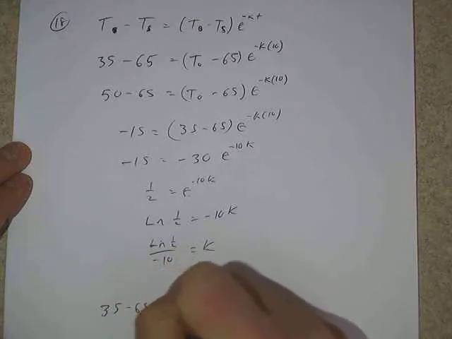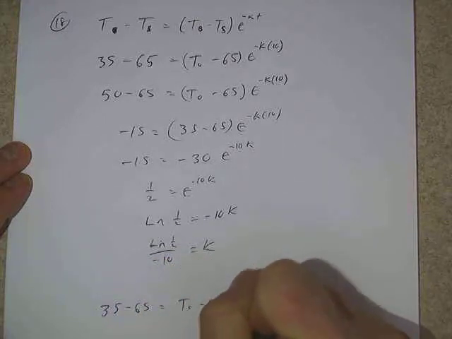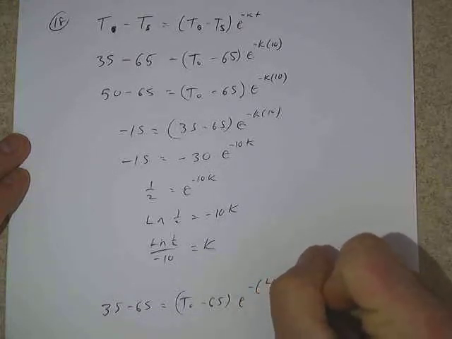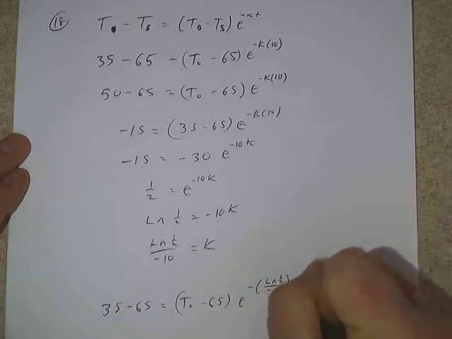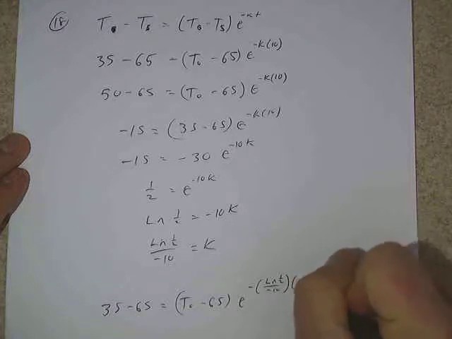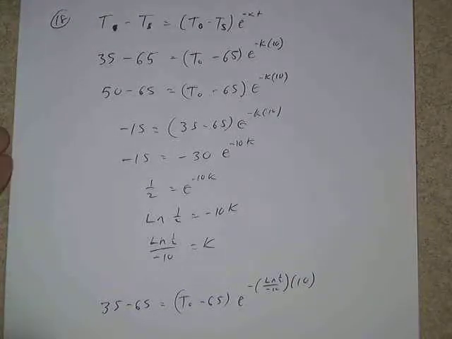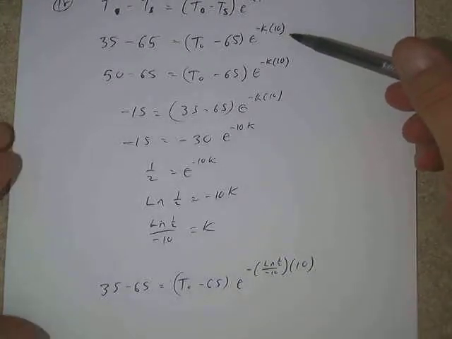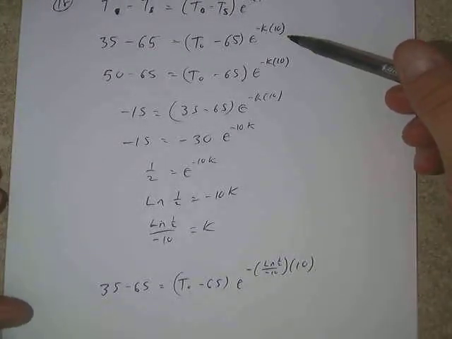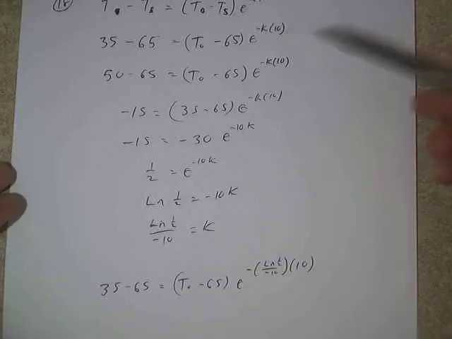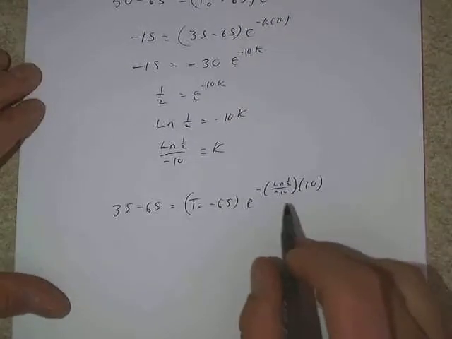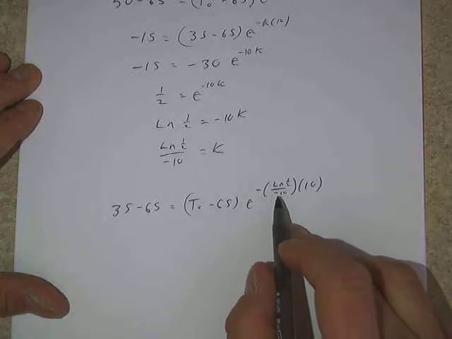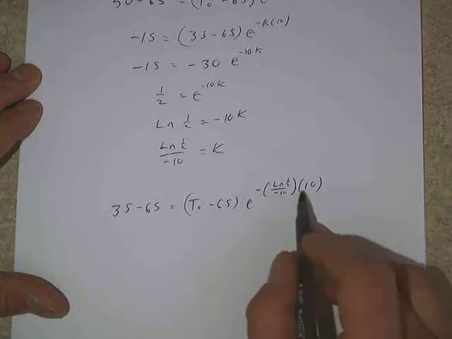Alright, so now what that allows me to do is go back up to the original here, which is this one, and plug in my K here. So let's see what we get. We got 35 equals T sub 0 minus 65, e to the negative, and in here we're going to have the natural log of a half over negative 10 times 10, if you will. Again, coming from this one right here, this is the original one that we wanted to solve. That has T sub 0 and K, but now that we know K, we can plug our K into it. And let's do the math here.